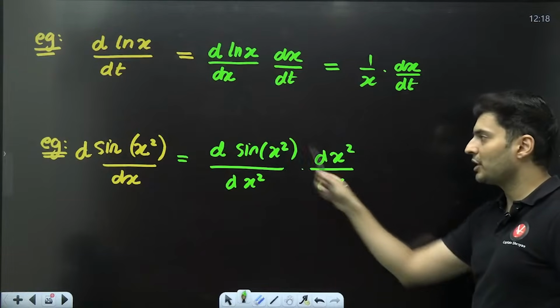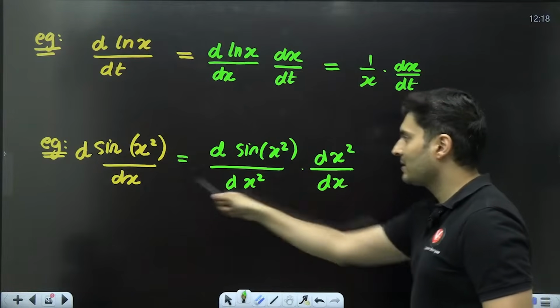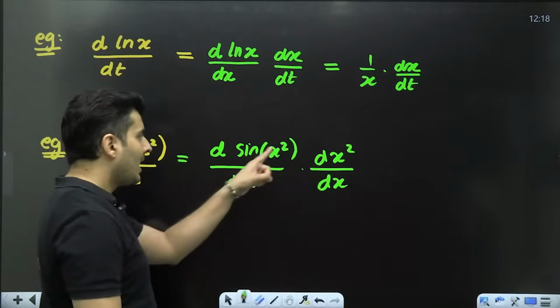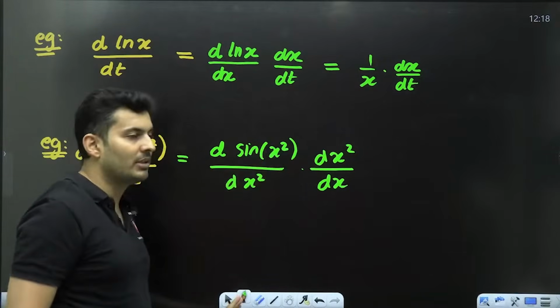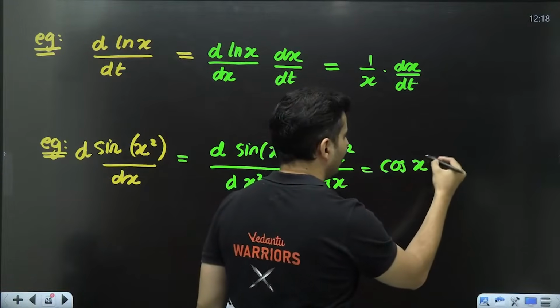Does this look like chain rule which we have used? With respect to x square into x square dx, I have preserved the equality. So now what will happen? I know the derivative of sine of anything with respect to the same thing is nothing but cos of that same thing. So it will be cos of x square.